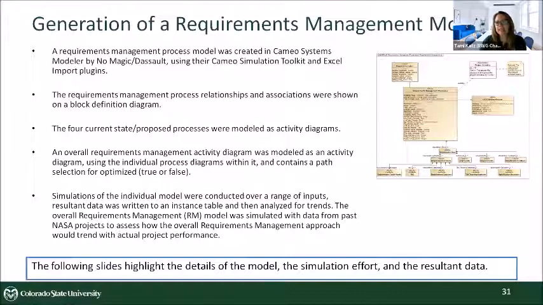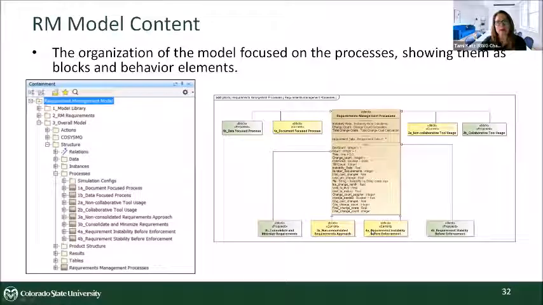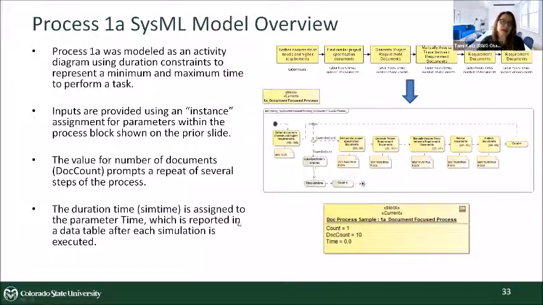But the idea here is I made a SysML model of the requirements management process. I made a series of activity diagrams associated with each of these processes, and I call them process 1A and 1B, and 2A and 2B. I put together parameters associated with it, values and variables that I can alter. When I change those variables and run a simulation, it can predict how many hours it would take to do that series of steps based on the input of hours per task.